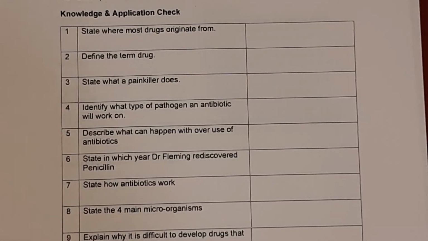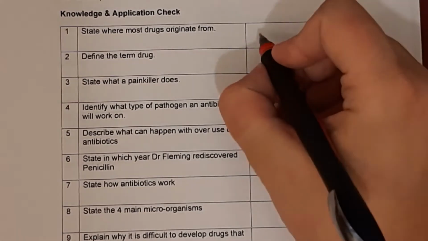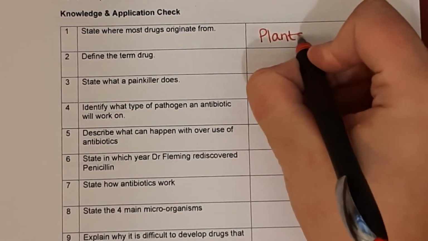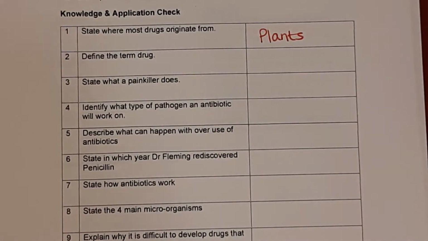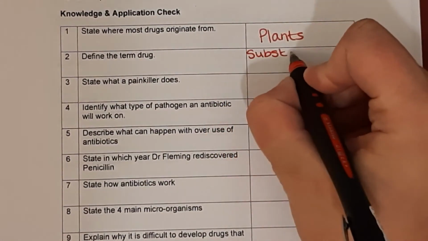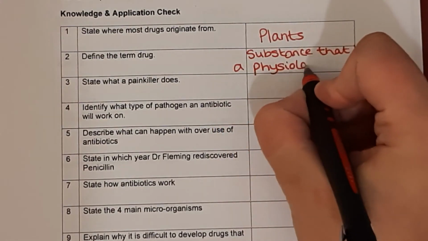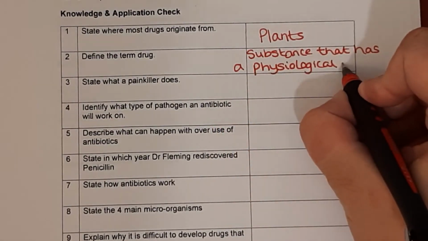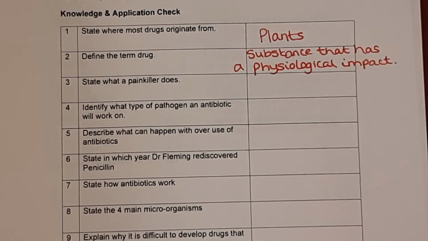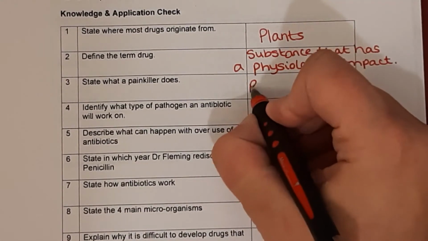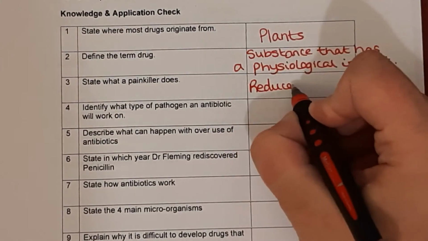Okay, let's go through that. Question 1. State where most drugs originate from. Plants. Question 2. Define the term drug. So it's a substance that has a physiological impact on the body. Question 3. State what a painkiller does. Okay, so it relieves pain or reduces pain.